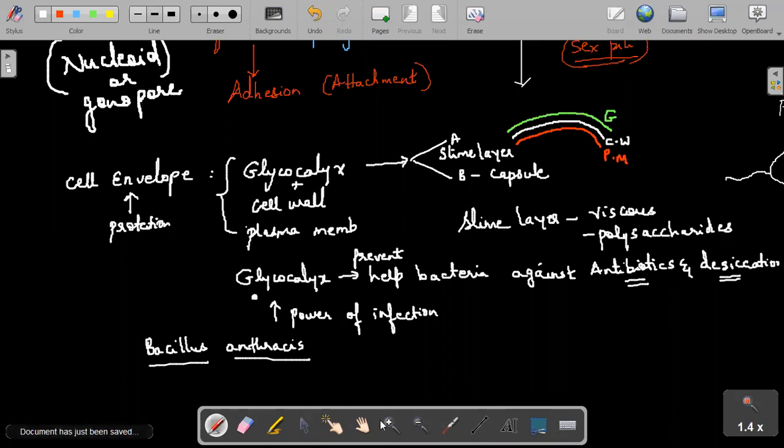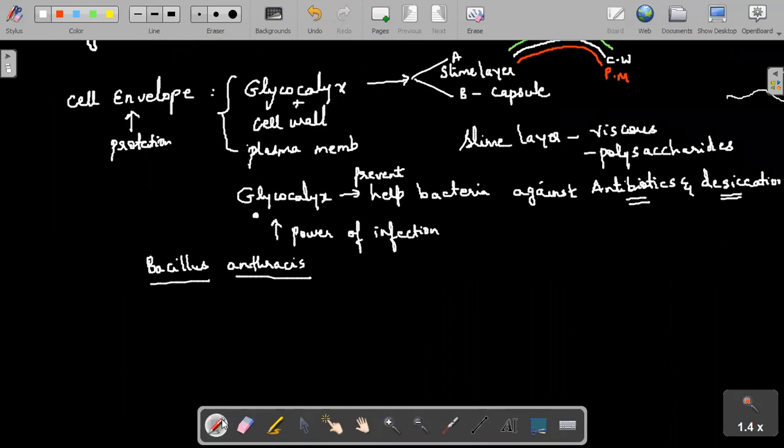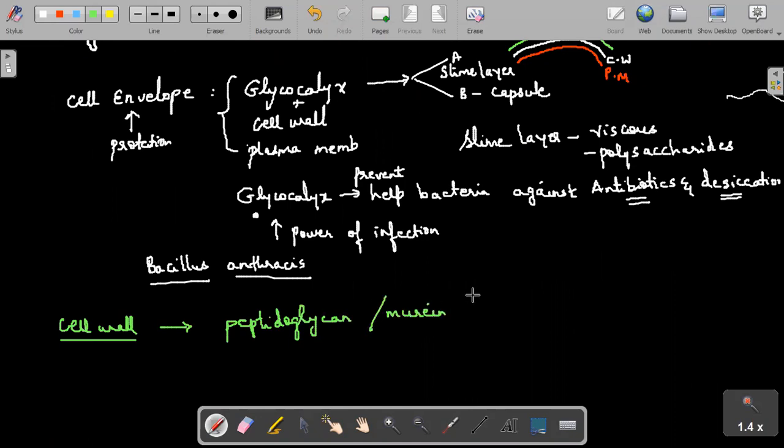All right, let's come to the cell wall. Understand the cell wall well, okay? Now, the cell wall of bacteria is made up of peptidoglycan. Don't ever forget this, peptidoglycan, which is also called murein. Also, they are a type of mucopeptides. This we have done in polysaccharides, right? There are also mucopeptides.